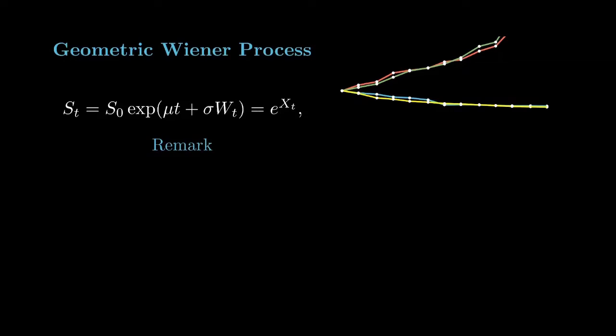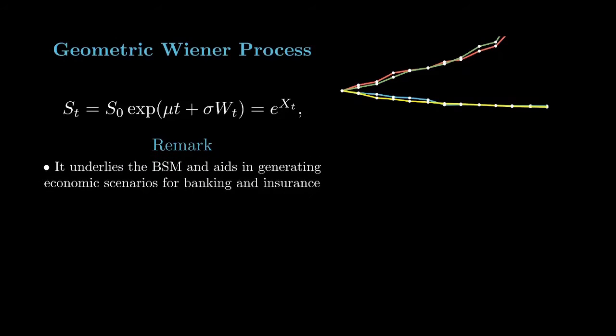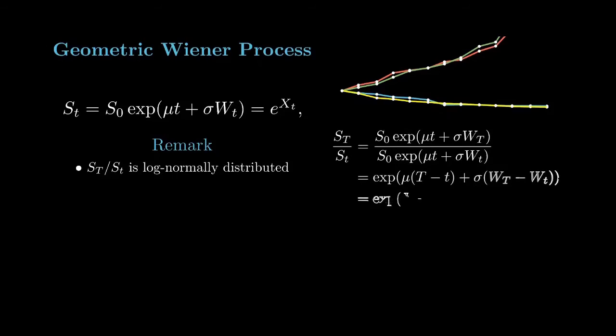Remark that the geometric Brownian motion or geometric Wiener process is a long-standing model representing risky asset price movement, and also it underlies the Black-Scholes-Merton model and aids in generating economic scenarios for banking and insurance. Furthermore, S T divided by S small t is log normally distributed because of this expression here, as you can see.